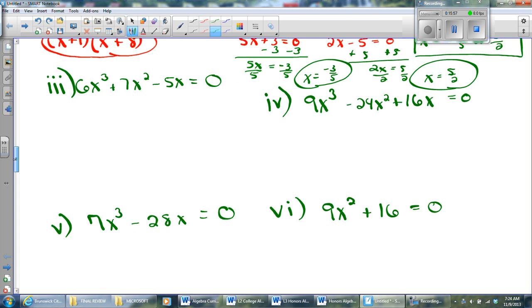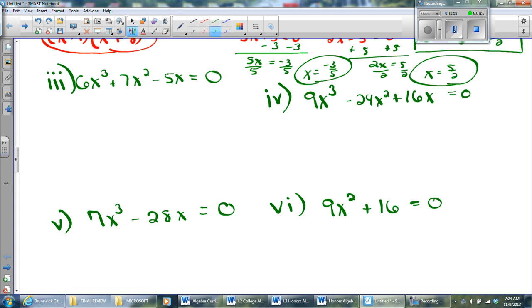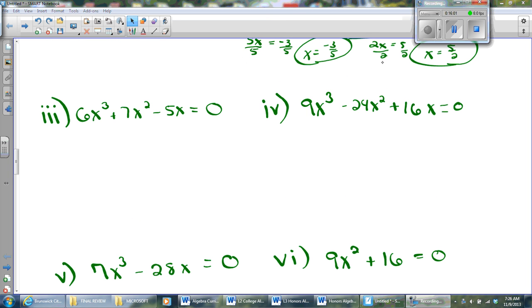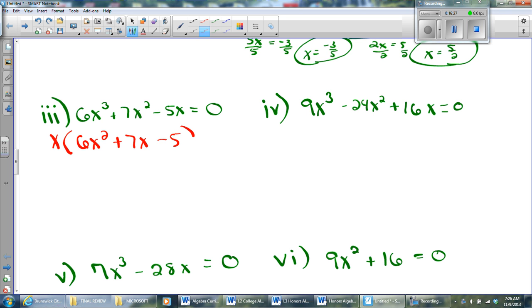Okay, so let's see here. I'm going to rearrange my page one second. Okay, sorry about that. I decided to give myself more room. I was running into myself. So anyway, now remember, sometimes the problems have more than one type of factoring built into them. Like first of all, this problem 3 here, it has a GCF hiding in there. It's an x. I'm going to pull the x out, be left with a 6x squared plus 7x minus 5. Now, I've got to factor further inside of here.